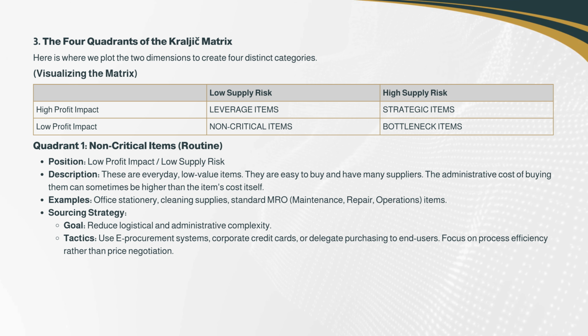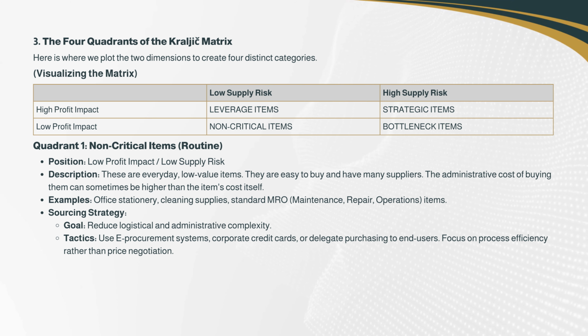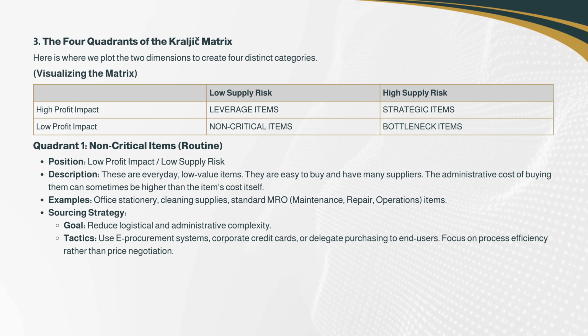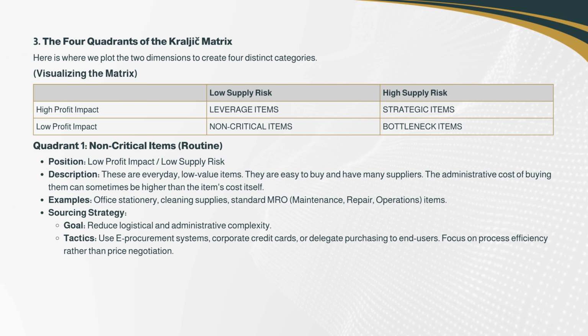Sourcing strategy. Goal: reduce logistical and administrative complexity. Tactics: use e-procurement systems, corporate credit cards, or delegate purchasing to end users. Focus on process efficiency rather than price negotiation.